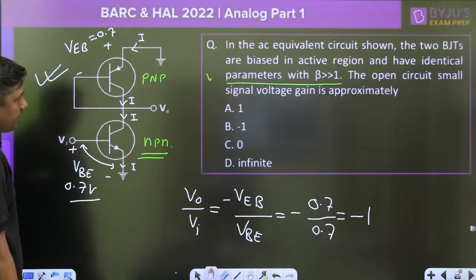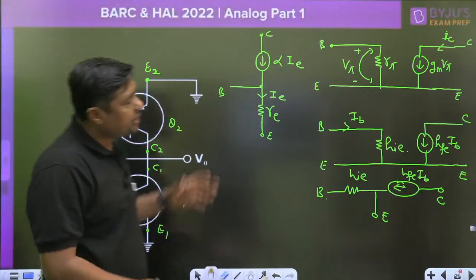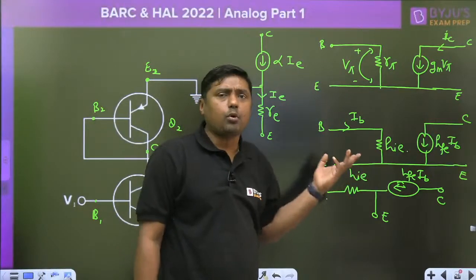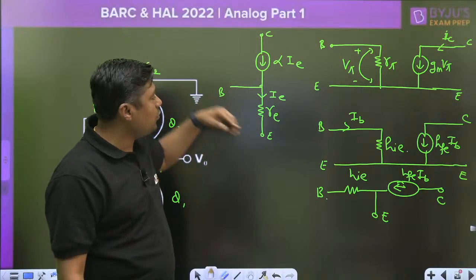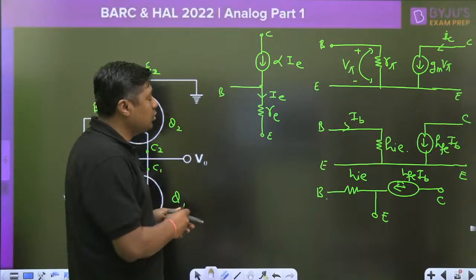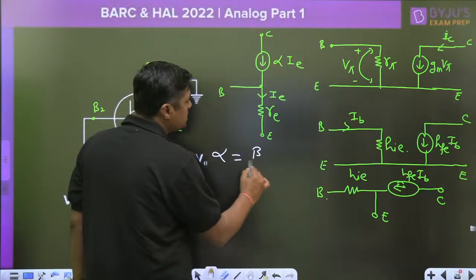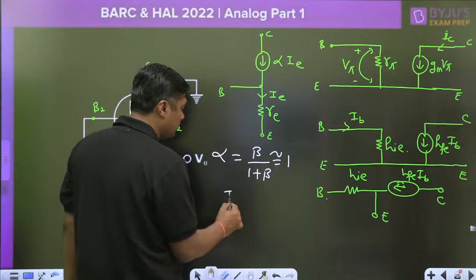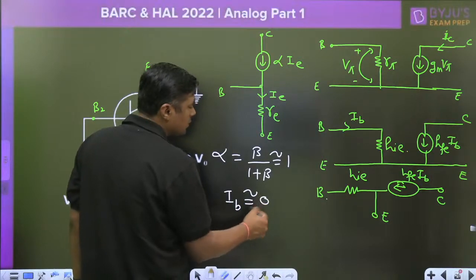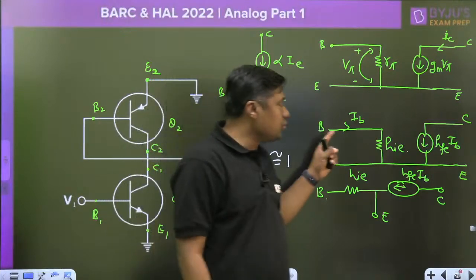This is very important. Remember, we have 3 types of model. You can use any type of model, but there should be a proper connection. C, beta, E. When the beta is very large, alpha is equal to 1. When the beta is large, always use beta. Normally beta is very large, so the base current is 0. You can also use this model.